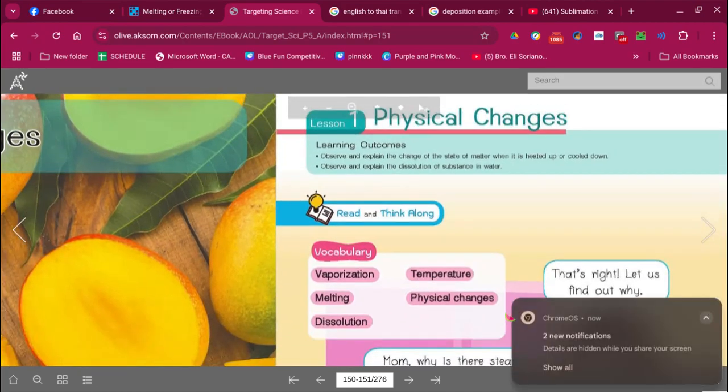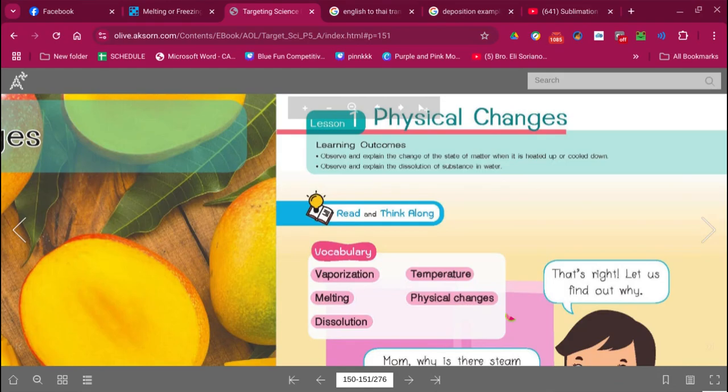Yes. Okay. So our lesson for today, it is about what is this? Can you read this? Physical changes. Yeah, physical changes. So, physical changes are the transitions from one state to another.